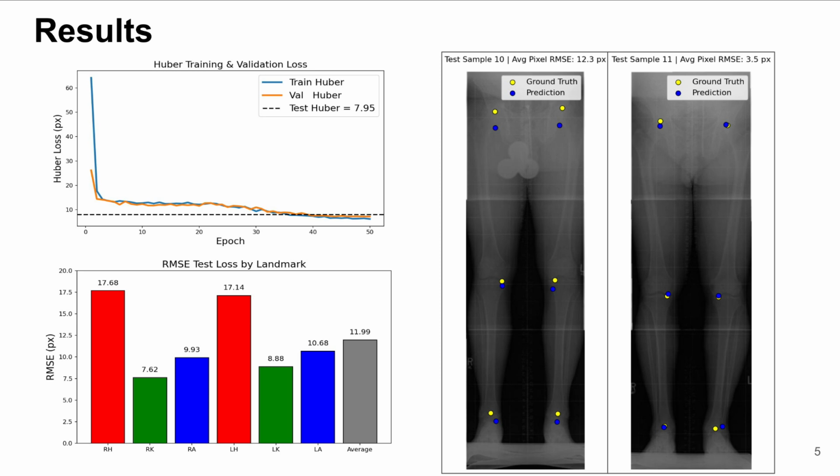On the bottom left plot, we've shown the test set pixel distance accuracy for each of the 6 landmarks. The hips in red were off by about 17 pixels, while the knees in green were off by about 8 pixels, and the ankles in blue were off by about 10 pixels on average. Overall, the average landmark was off by about 12 pixels, which is comparable to human accuracy. To the right, we've included 2 evaluation samples, one with low prediction accuracy on the left, and another with high prediction accuracy on the right. The ground truth landmarks are in yellow, while the model predictions are in blue.